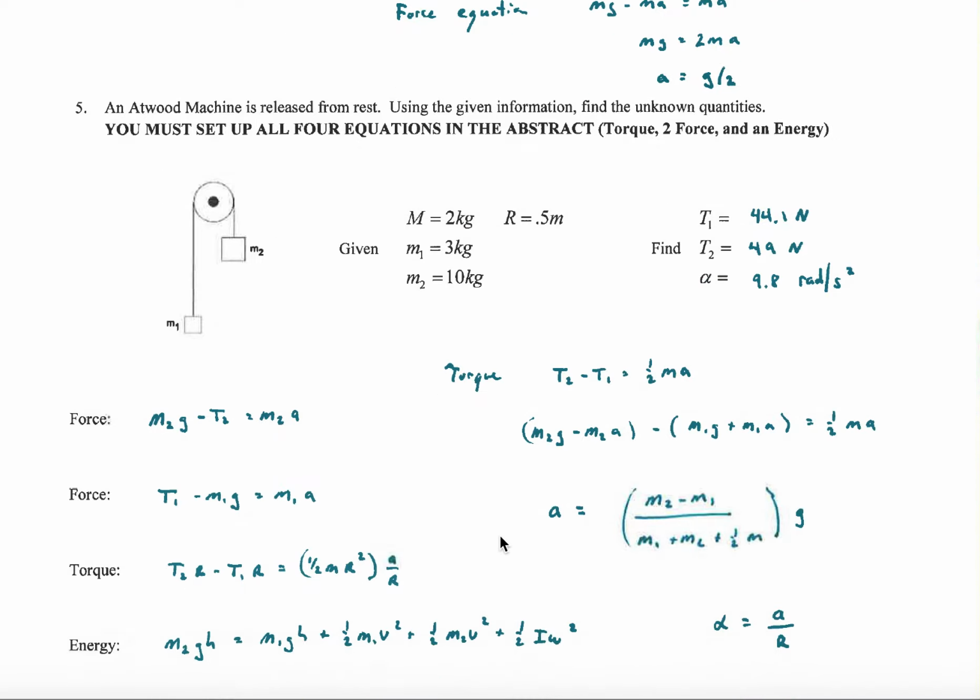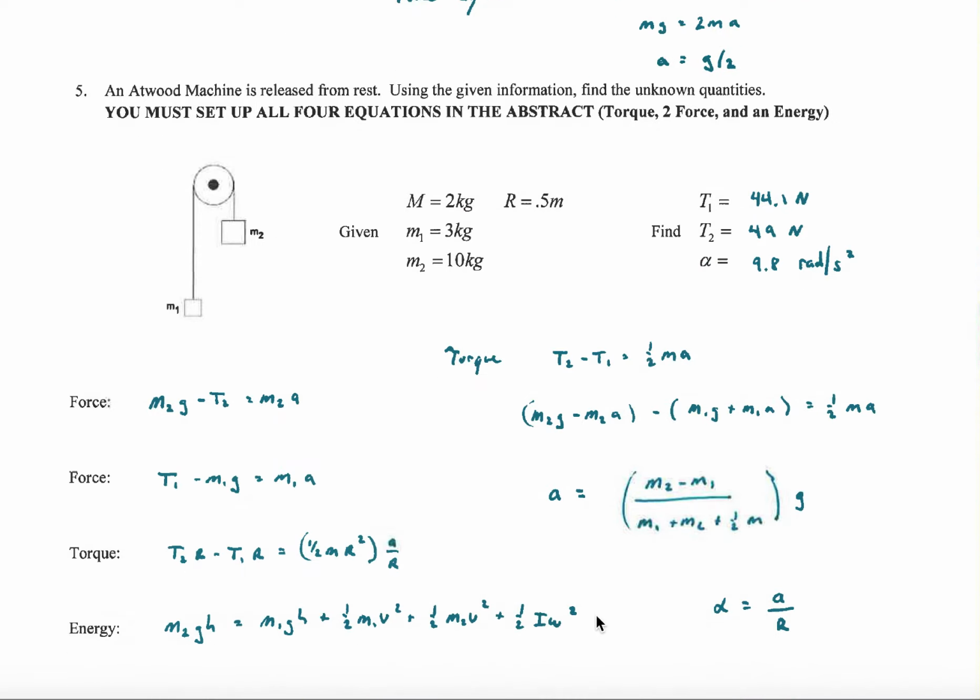All right, this is your Atwood machine problem. So this is just the new version of the Atwood machine because now you have a disk that has a moment of inertia. So you have F equals ma here, where mg is winning. You have F equals ma here, where the tension is winning. Remember, the tensions are going to be different. The torque on the pulley is the tension 2, which is going to be bigger, versus tension 1, and that equals 1/2 mr squared alpha, where alpha is a over r.